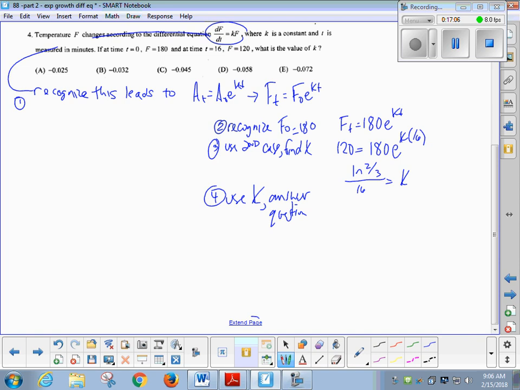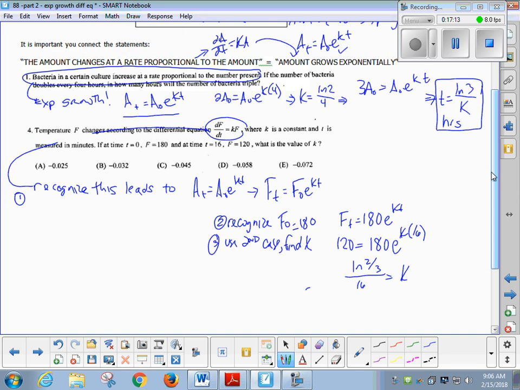Oh, that is the question. I thought they're asking about a third case. So I don't know which one is equal to natural log. I go 2/3 over 16. Okay. Do we all agree?